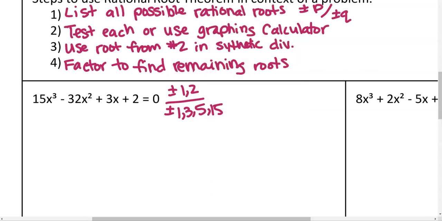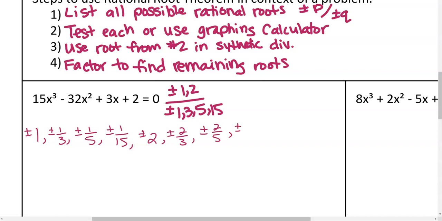All right. So let's make my list. We're going to have positive and negative 1 over 1, positive and negative 1 over 3, positive and negative 1 over 5, positive and negative 1 over 15. Doing it again, but now we're going to do 2 divided by all those numbers. Positive and negative 2 divided by 1, positive and negative 2 divided by 3, positive and negative 2 divided by 5, positive and negative 2 divided by 15.